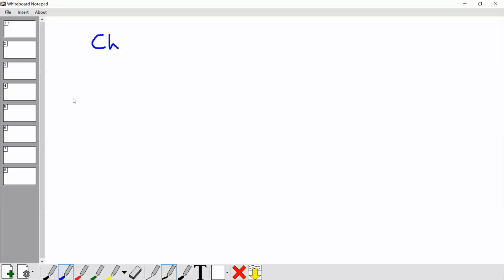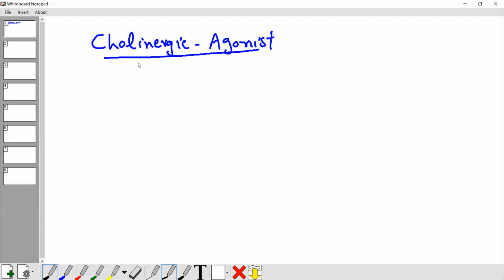What are the first drug group? Cholinergic agonist. Okay. In this system, we use receptors M1, M2, M3. What special thing about M4 and M5 is present in these receptors present in brain?